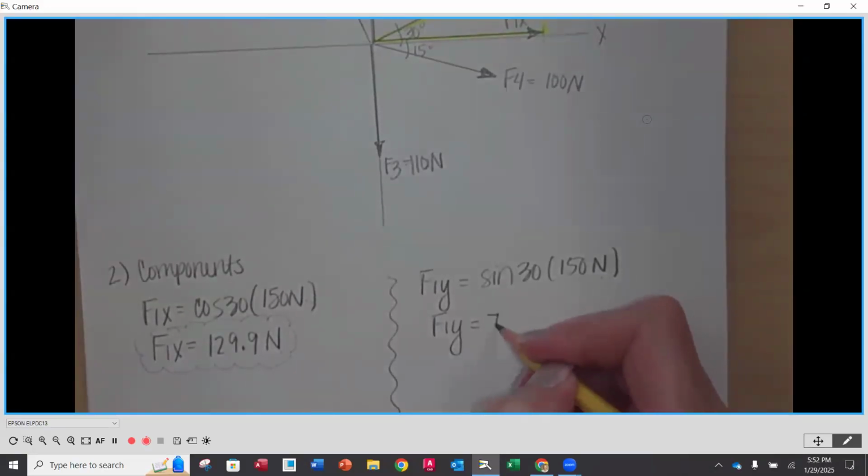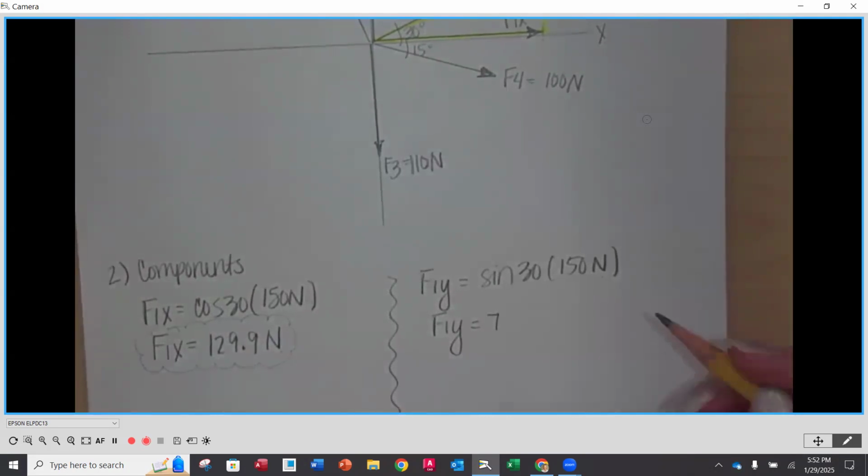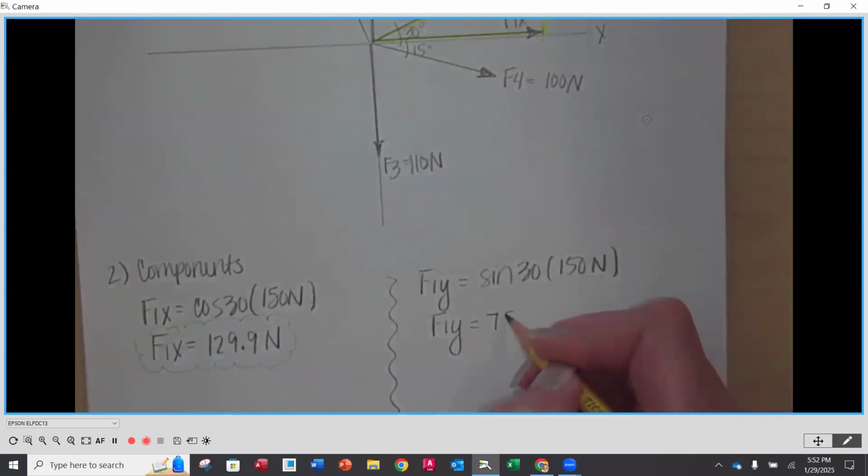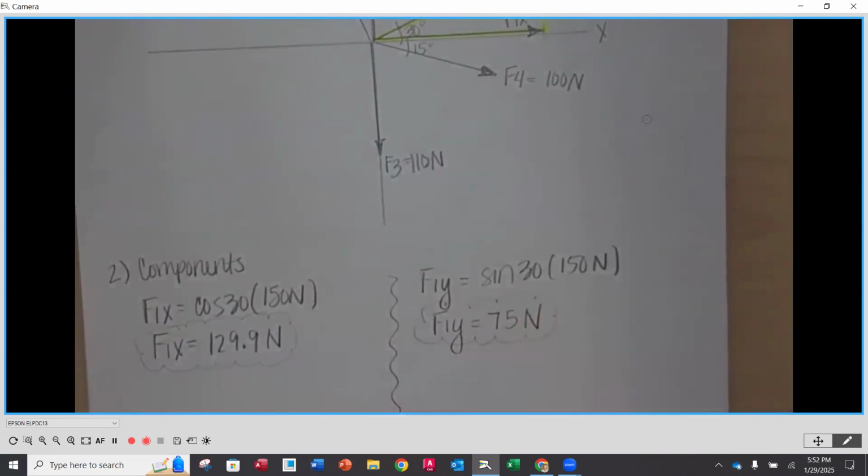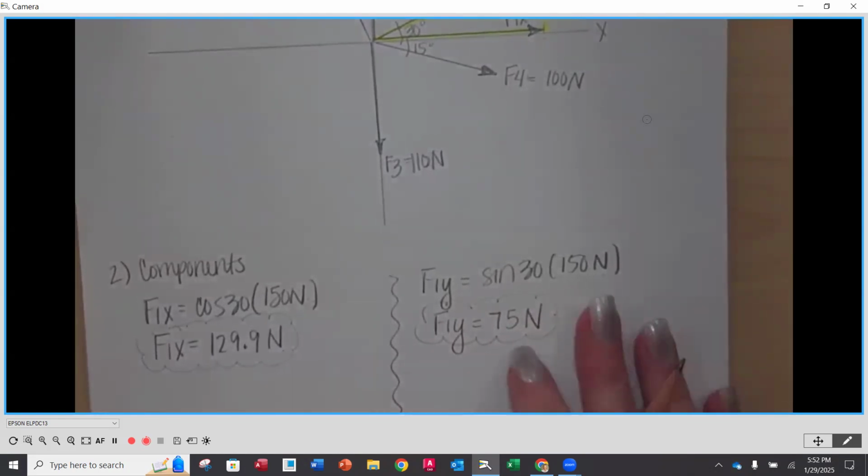Yep, 75, because the sine of 30 is a half, right? But it's always good to check it on your calculator. So 75 newtons. And we're going to put our little cloud around that too. Again, you don't have to put the cloud around it, but don't put a box around it. Remember, boxes are reserved for final answers only. That'll be our resultant magnitude and its angle. Okay, let's go to our next one.